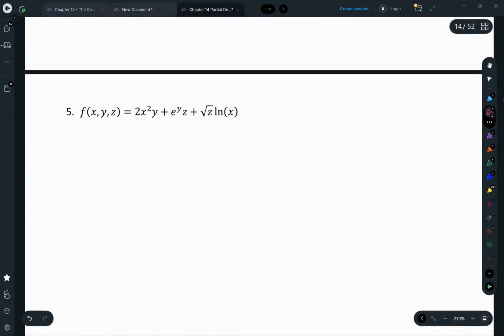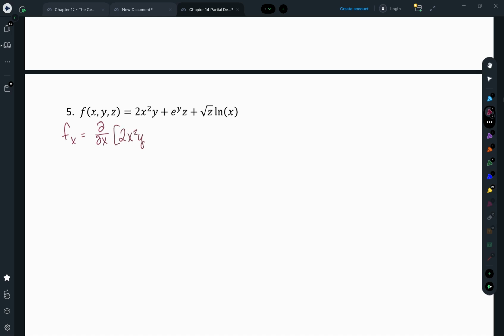Oh boy. All right, so again, we're dealing with 3 variables, f of x, y, z, and it's equal to 2x squared y plus e to the yz plus root z times ln of x. So it looks like we need 3 first partials. Let's go for it. F sub x first. We are going to take del x of this whole thing. Del x of 2x squared y plus e to the yz plus square root z ln of x.